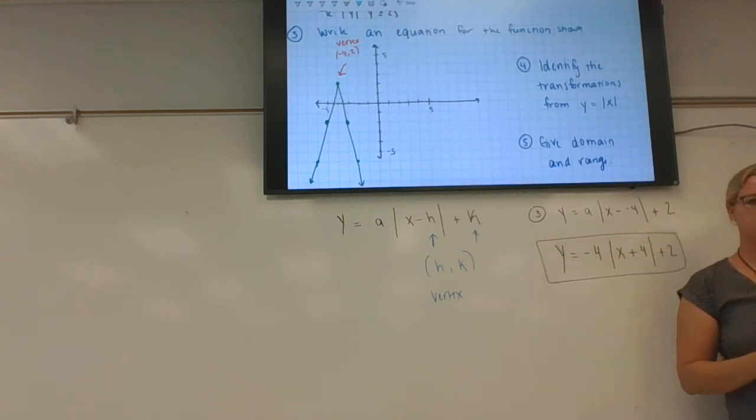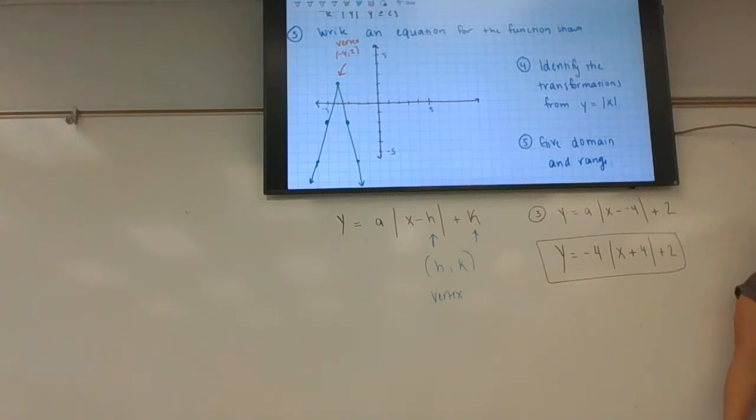So writing an equation given a picture is very much an SAT type question. They show you a graph and you have to pick which one it is. Identify the vertex. Identify the slope. If it's reflected, put your negative sign in there. Okay, I'll give you guys a minute to look over your notes and do number 4 and 5.